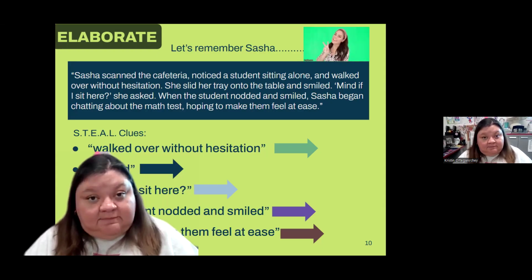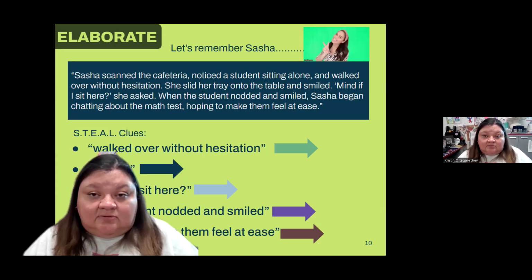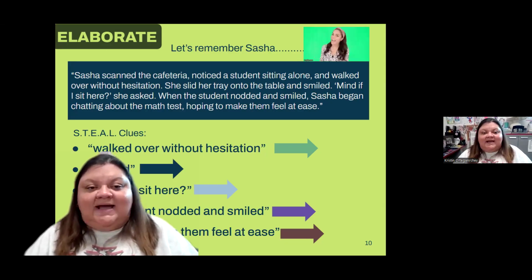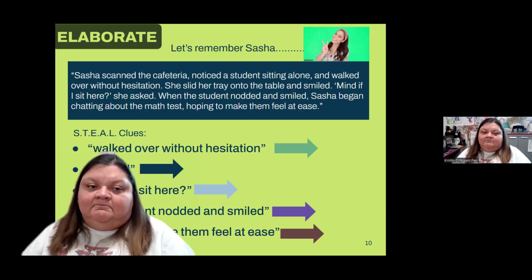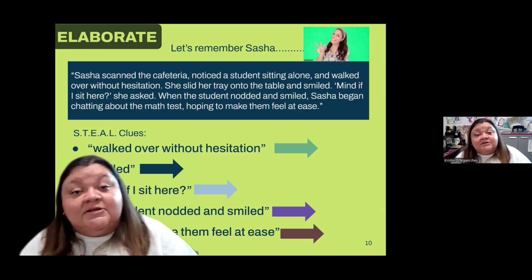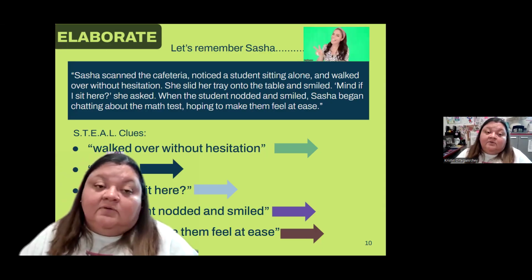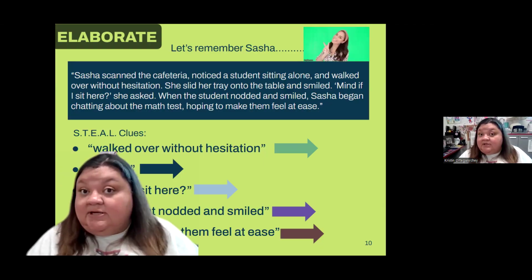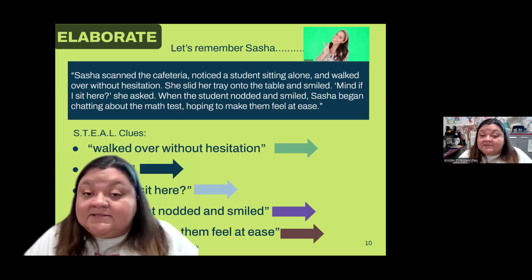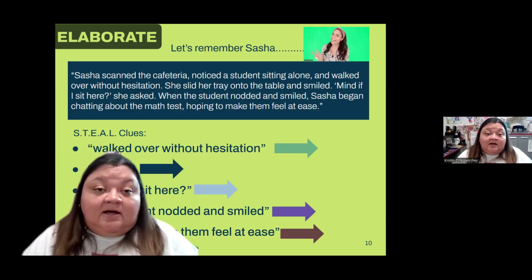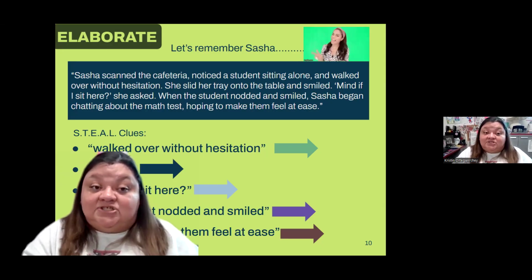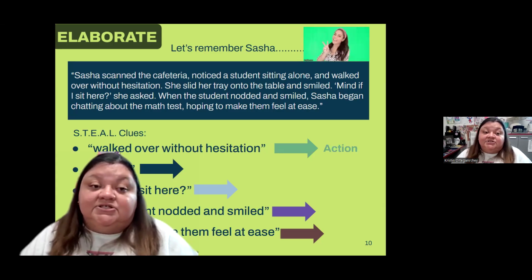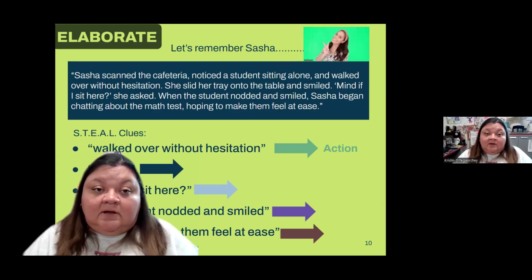Sasha scanned the cafeteria. She noticed a student sitting alone and walked over with hesitation. I'm going to stop right there. What does that tell us about Sasha's characteristics? What does that tell us about her characterization? Well, she walked over. Is that speech? Is that her thoughts? Is it her actions, her effects on others, the way she looks? Because she walked, which is a verb, I'm going to call that action. She's showing her characteristics through action. I'm going to keep going.